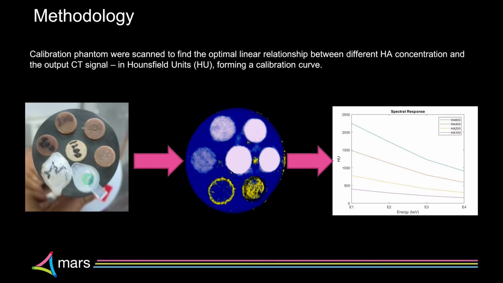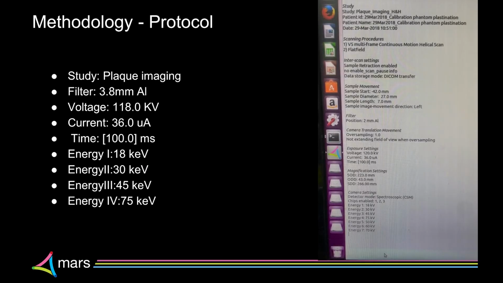Methodology. First, a calibration phantom was scanned to find the optimal linear relationship between different concentrations of hydroxyapatite and CT output signal in Hounsfield units, forming the calibration curve. Appropriate imaging protocols were set up: voltage at 118 kV, with 4 different energy bins, 18, 30, 45, and 75 keV.